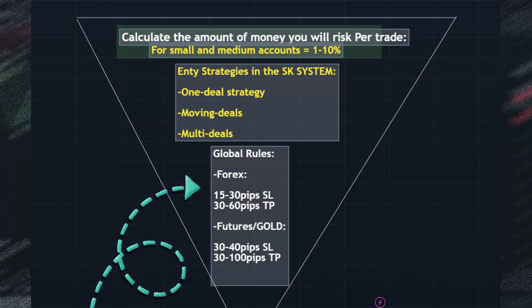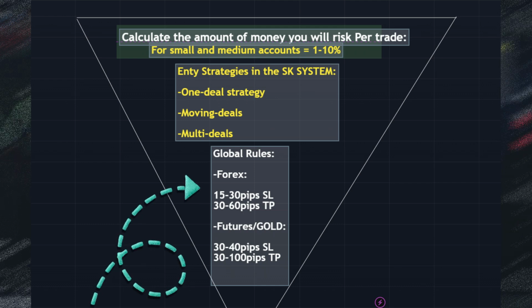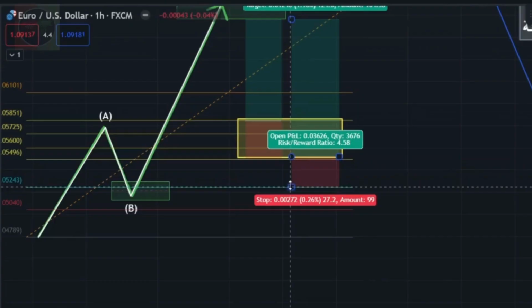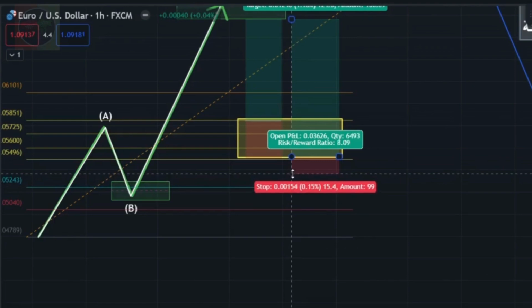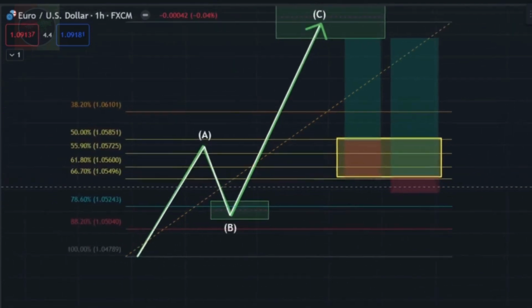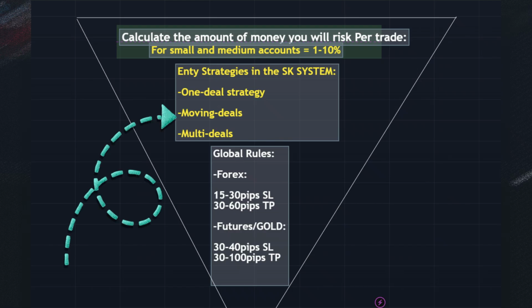It's this rule that I gave you at the bottom of the pyramid, that if this is a forex pair, for example, this is EUR USD, my stop loss is 15 to 30 pips, and the profit is almost double, between 30 and 60 pips. For gold and futures, we always set a stop loss of 30 to 40 pips and a take profit of 30 to 100 pips. If I'm trading on EUR USD, I'll reduce my stop loss to about 15 pips, like this. That's a small stop loss. I think this second strategy is clear.